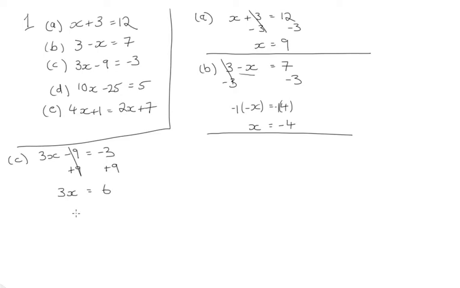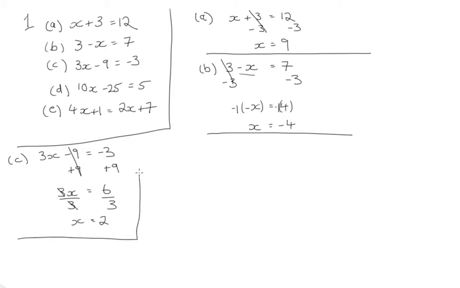Now I want to get rid of this 3. And this 3 is beside the x, which means it's multiplied by the x. What's the opposite of multiplication? It's division. So I divide both sides by 3. And then these two 3s cancel each other out, and we're left with x is equal to 6 divided by 3, which is 2.